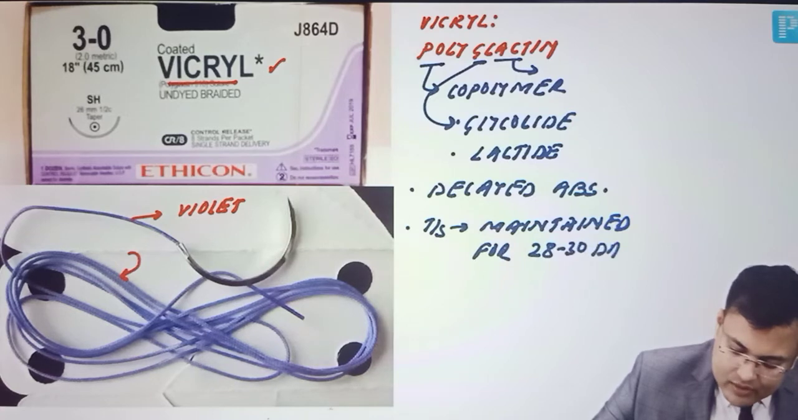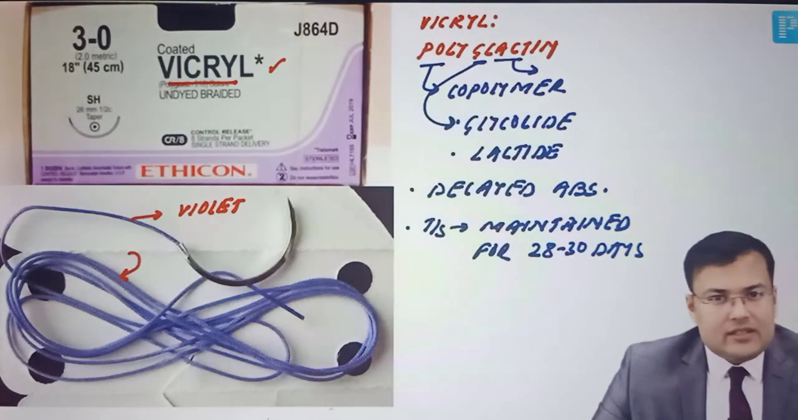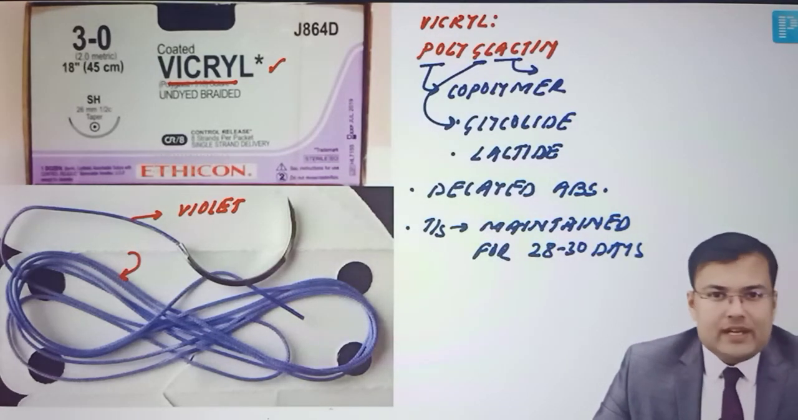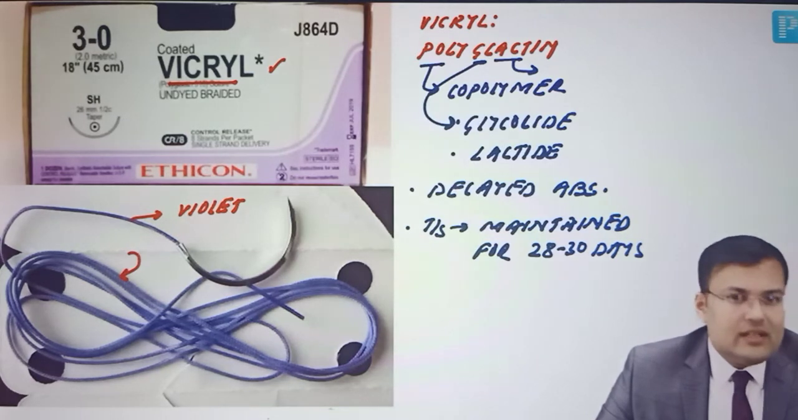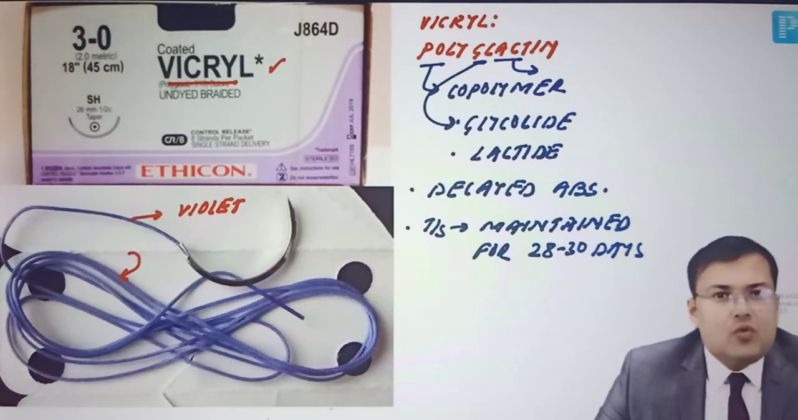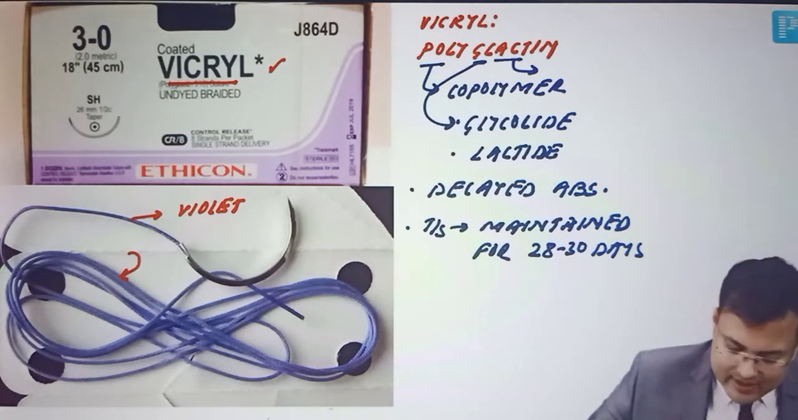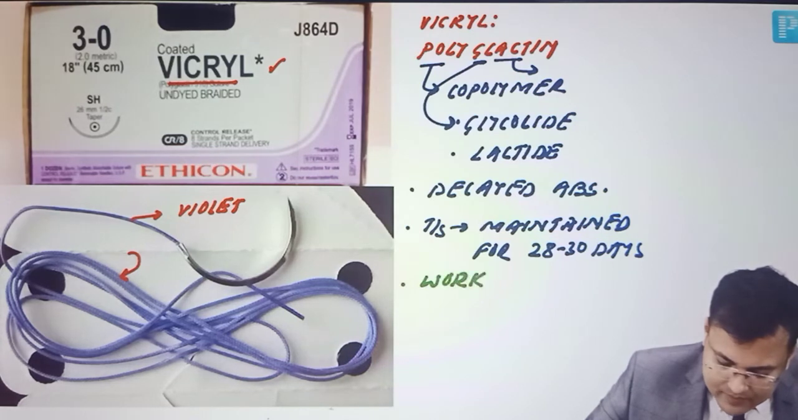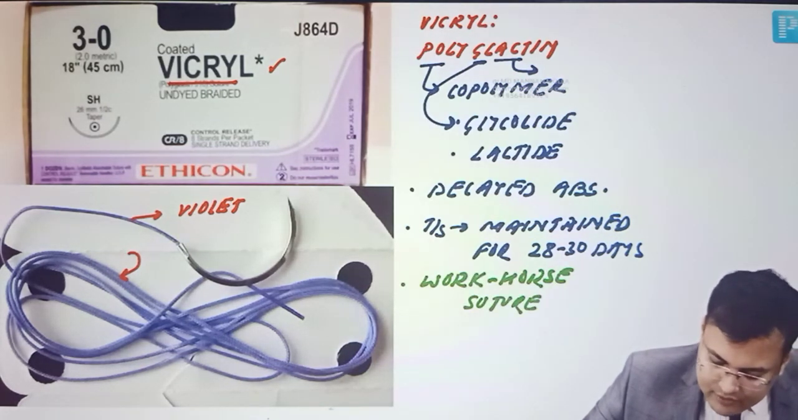Clear? Okay. And if you have seen general surgeons, especially in the OT, whenever we are operating or doing some kind of laparotomy, resection, anastomosis, generally general surgeons are shouting for a suture. Which suture? Vicryl, Vicryl, Vicryl. So this is the suture which is considered the workhorse suture for general surgeons.